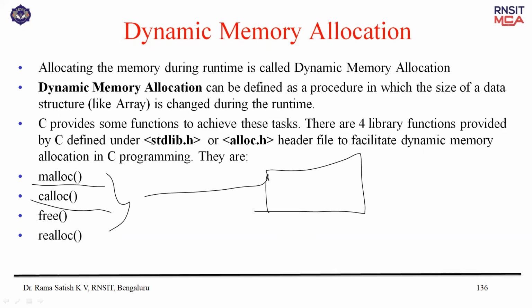Just like in the previous examples, you're allocating memory to a normal variable, and from that normal variable's memory, you are assigning the pointer. But here, the pointer itself will get the memory allocation based on malloc and calloc. So that is the concept that you should understand here.